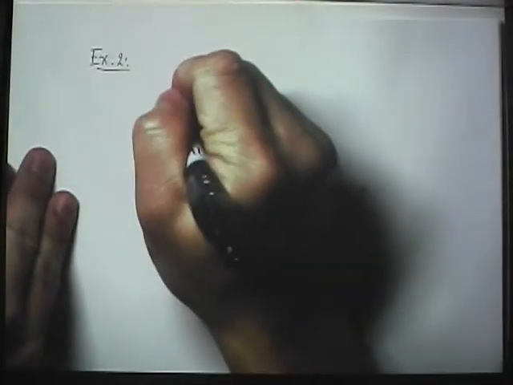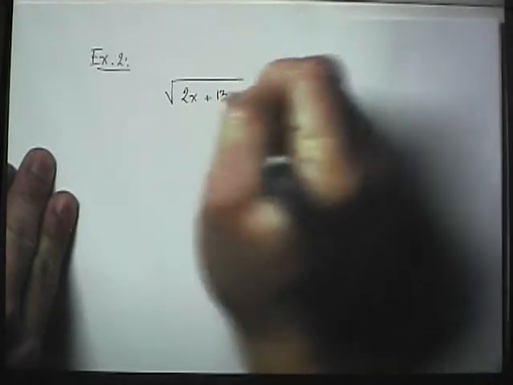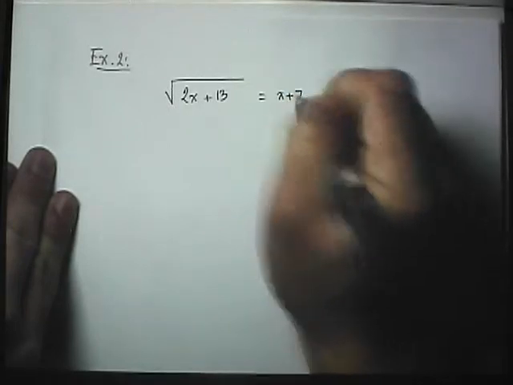So let's now look at example number 2. And we're solving a radical equation again. So let's say you got the square root of 2x plus 13 equals x plus 7.